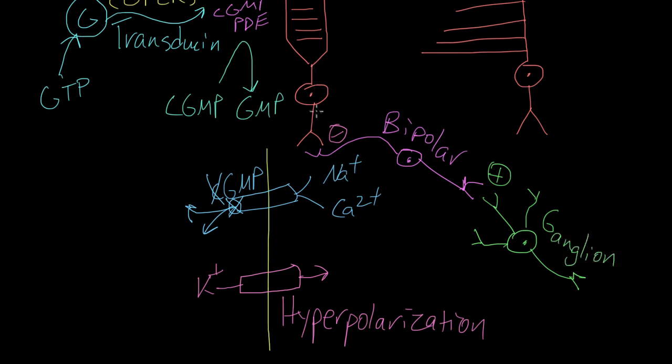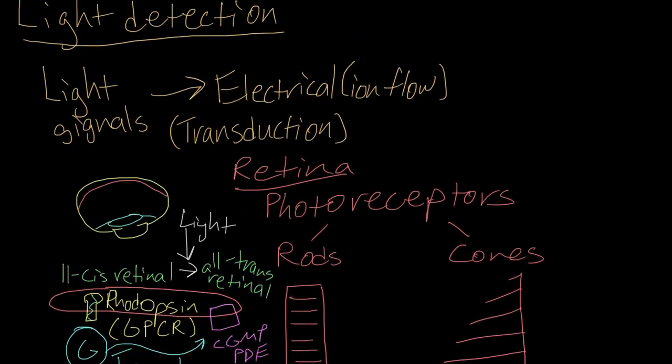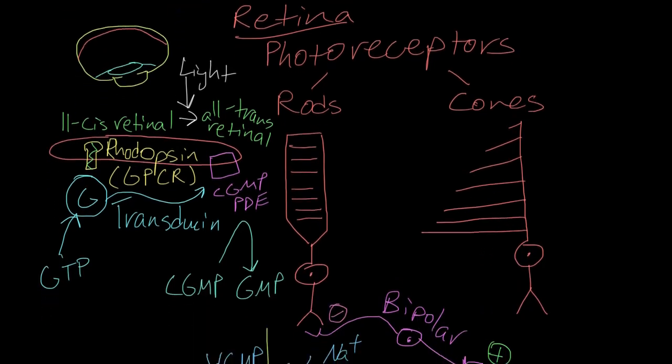Okay, so when the rod cell is hyperpolarized, it can no longer inhibit the bipolar cell, and now the bipolar cell becomes activated, and it can activate the ganglion cell. And the ganglion cell can now send an action potential to the brain, specifically the visual cortex. And so this is how light can be transduced into an electrical signal.